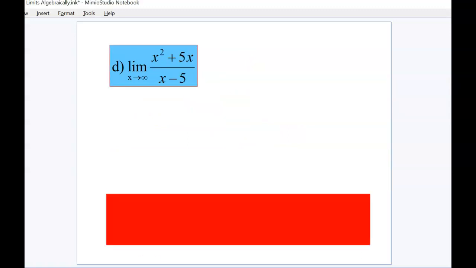Now in the last case, we have the degree of the top is bigger than the degree of the bottom, and again, we'll go through the same algebra. So I have 1 over x times 1 over x, and this is going to equal the limit as x approaches infinity. This is going to be x plus 5 all over 1 minus 5 over x. Again, this term would be 0.